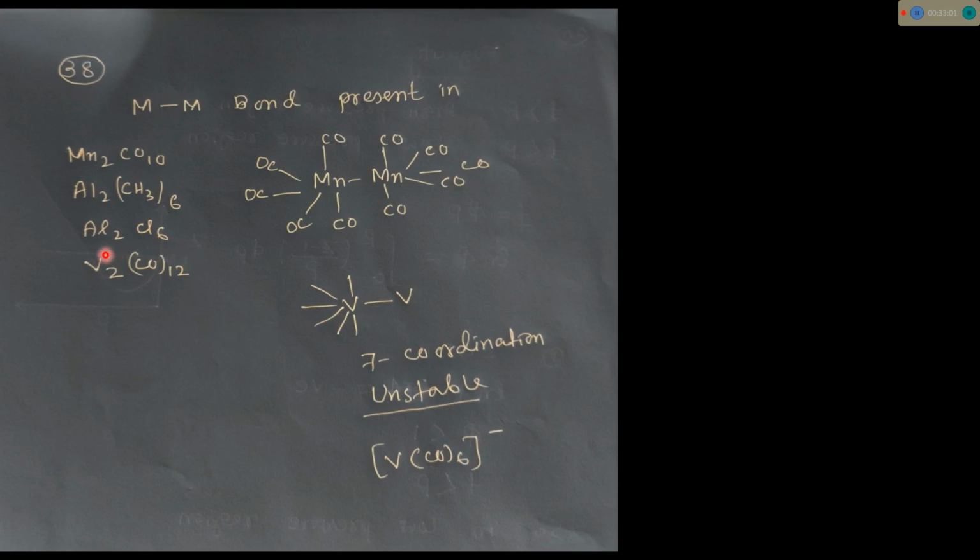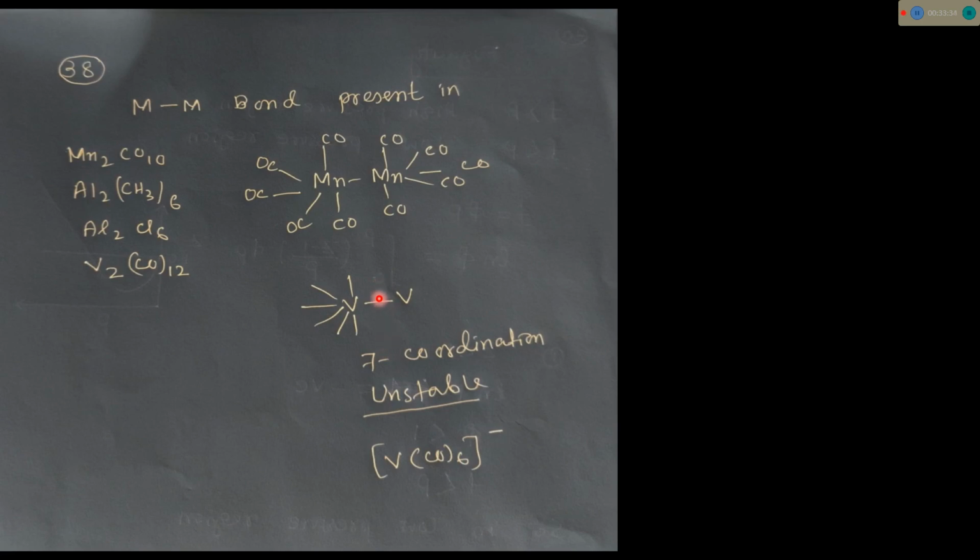But we know that V2(CO)12 is not formed at all, because if it were formed, vanadium, being small in size, would have a coordination number of 7. That's why V2(CO)12 will not form at all. Instead, to attain the 18 electron rule, it transforms into the carbonylate anion V(CO)6 minus by accepting an electron from a metal.